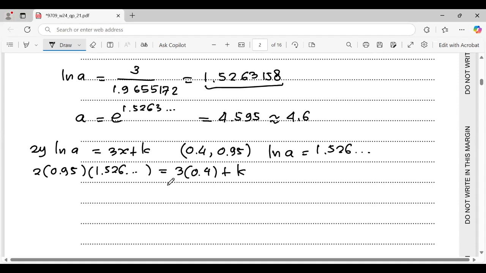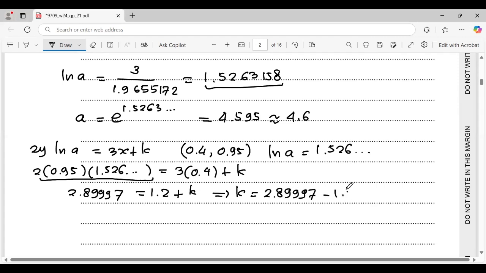After that, the multiplication of this number is 2.8997 equals 1.2 times 0.4 plus k. Wait, 3 times 0.4 is 1.2, so 2.8997 equals 1.2 plus k. So we can find k equals 2.8997 minus 1.2 equals 1.6997, or rounded off becomes 1.7. So a equals 4.6 and k equals 1.7.